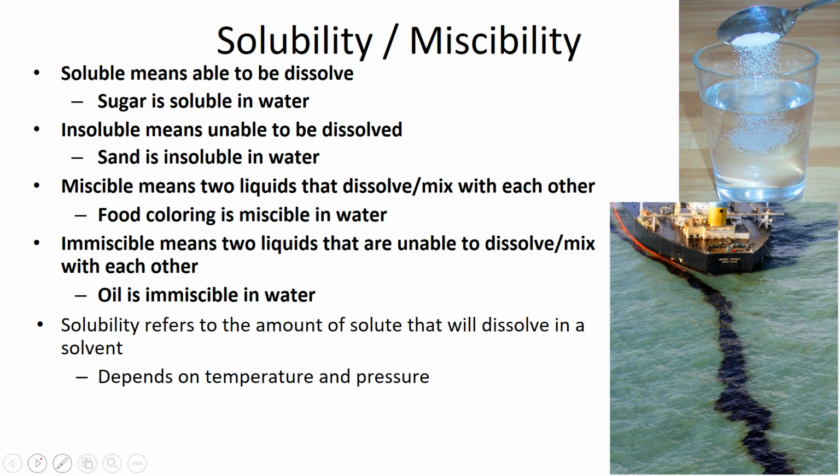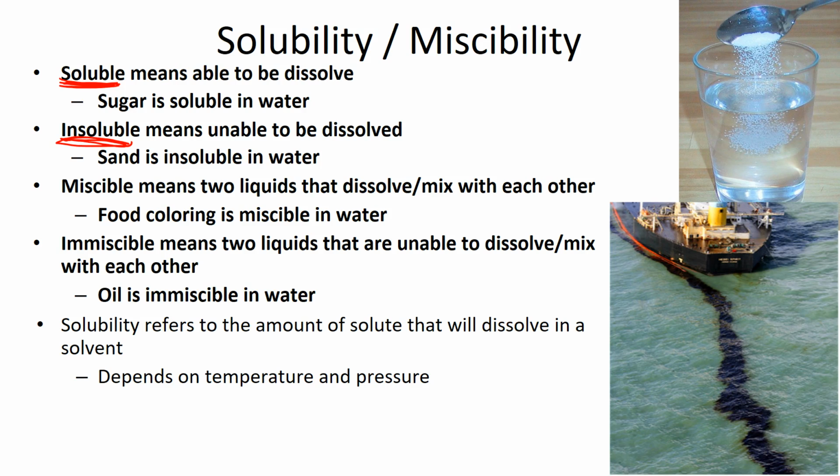So, solubility and miscibility. Okay, if you're filling in your guided notes, this has a lot, so you might need to pause the video. But soluble means able to be dissolved. Okay, so for example, sugar is soluble in water. Okay, and this word soluble, that's a key vocab word. Insoluble means unable to be dissolved. Okay, so sand is insoluble in water, which is why we have beaches, right?